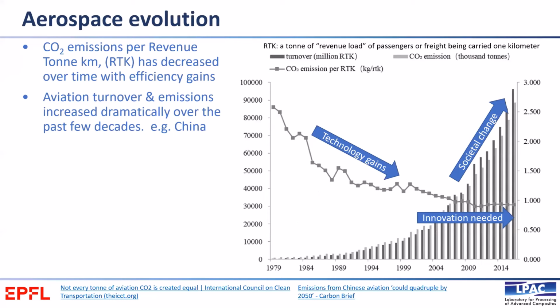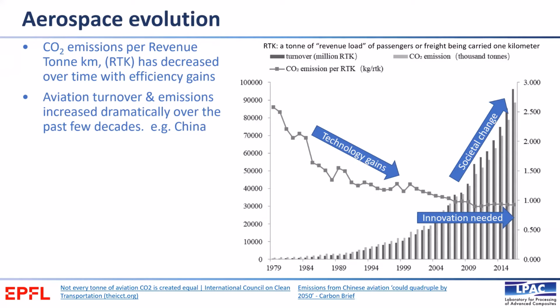So that's quite motivational and interesting and something we need to see a lot more of. What about aerospace? Aerospace like to talk about revenue ton kilometers. So they get revenue by moving mass through a distance. And positive news, CO2 emissions have dropped in the aerospace industry by technology gains, composites, better engines.